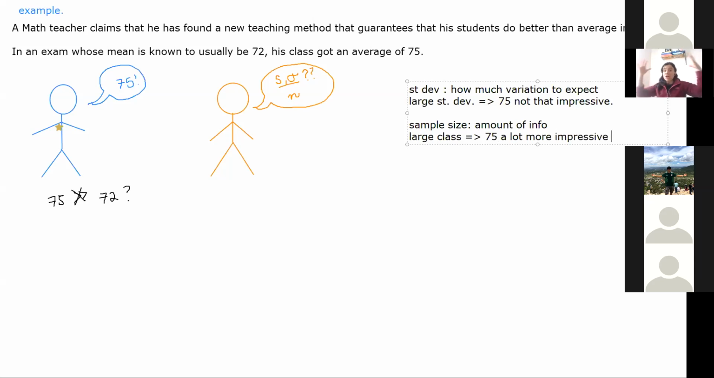because when I have a lot of people, my average should get a little bit closer to the actual average of the population. That's what we saw last week, right? So more information means I should get a pretty good estimate of what's happening for my whole population. And so if I had a very large class, then my result should be fairly close to 72. And if it's not, then that means that there might actually be something there.